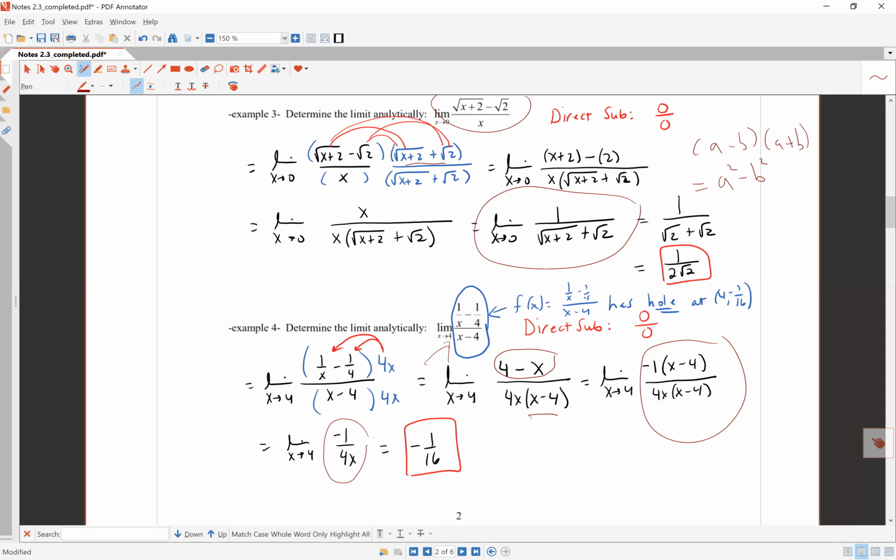So again, the original function is 0 over 0. But if you actually graph this function right here, as x goes to 4, the y coordinate is going to go to negative 1 over 16. That function, the graph, goes very close to the ordered pair 4 comma negative 1 over 16.